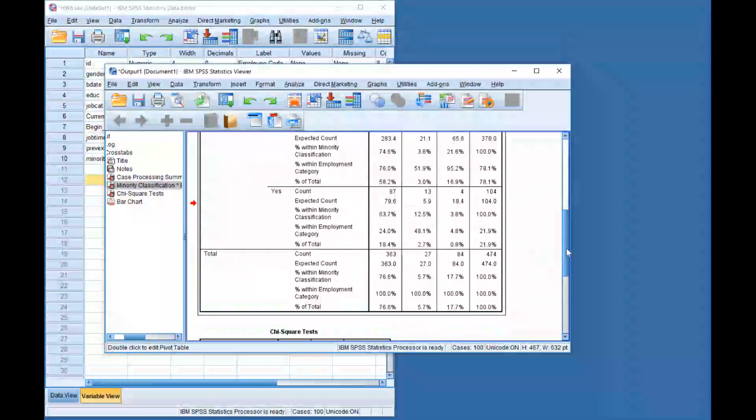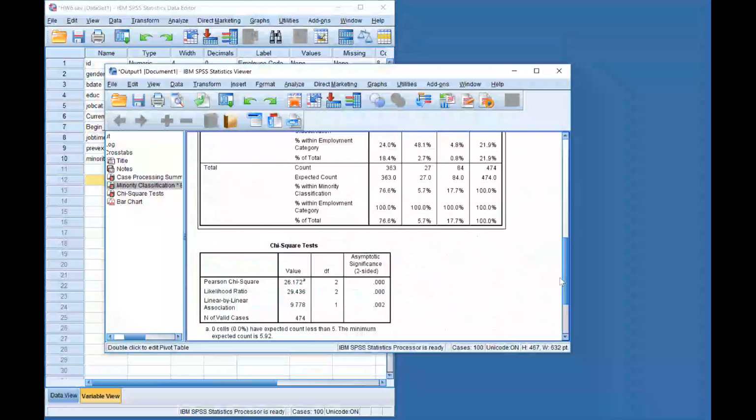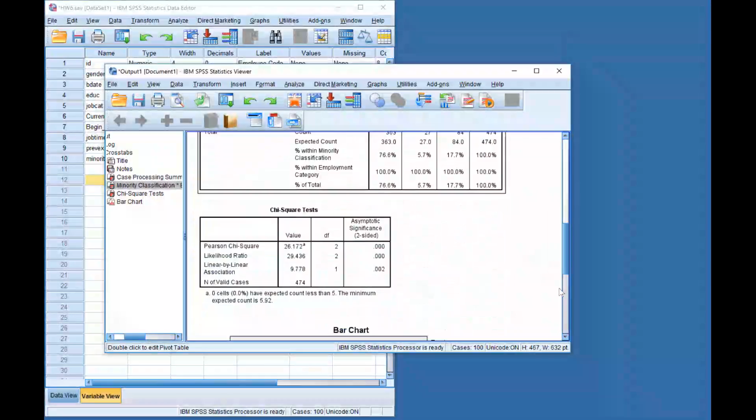So if we go down further, we have our chi-square test here. Our chi-square test calculates this Pearson chi-square, 26.172, a value which resembles the normalized sum of squared deviations between our observed and expected frequencies. So that is a large statistic by any means.